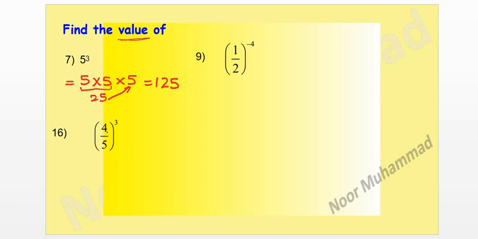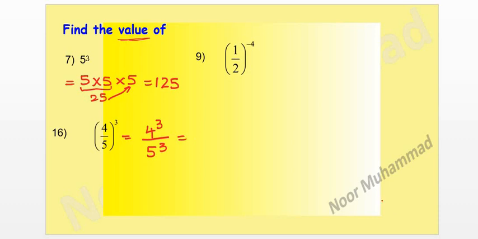What about this one? As I told you in one of the videos, whenever you have this exponent above a bracket, that means this exponent is for 4 and this exponent is for the 5 as well. So it's actually 4 to the power 3 over 5 to the power 3. Clear? Whenever the base is a fraction, the exponent is going to be for the numerator as well as for the denominator.